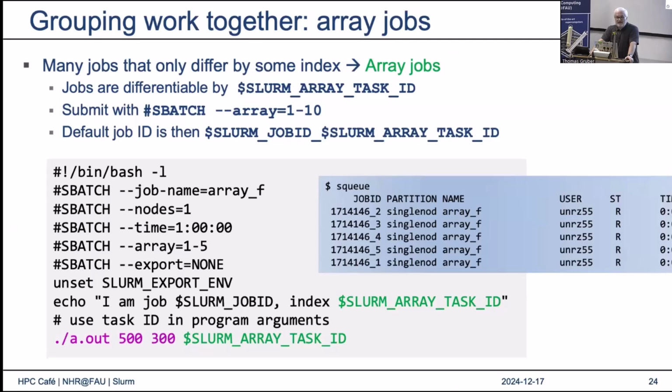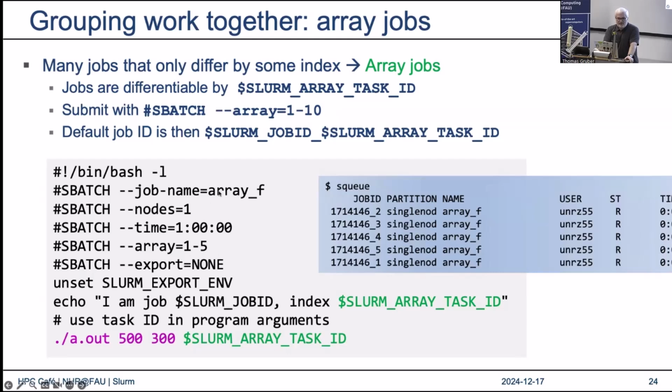Array jobs are for patterns where you have a lot of jobs with the same pattern. You might have a job that's parameterized by some number running from 1 to n, whatever. And you just want to run the same binary again and again, one per job, but you want to automate that process. So how do you do that? Slurm helps you with that. You can just submit your job with --array=, for example, 1-10. That's just an example. So I put it here with 1-5.